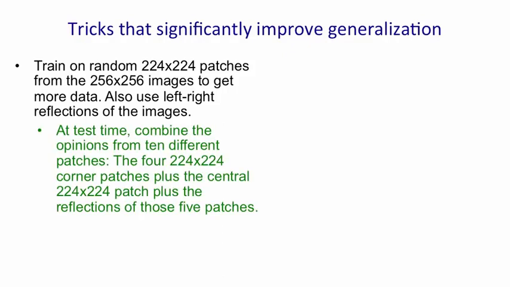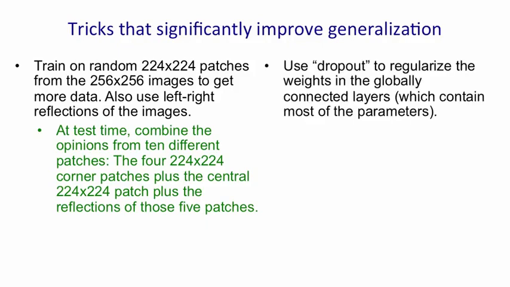At test time, he doesn't just use one patch. He uses a number of different patches. The four corners, the middle, that gives him 5, and then the left-right reflections of all those, that gives him 10. He runs all 10 through the network and then combines their opinions. In the top layers, where most of the parameters are, he uses a new regularization technique called dropout, which is very effective and stops the network overfitting. That's worth several % in his results.